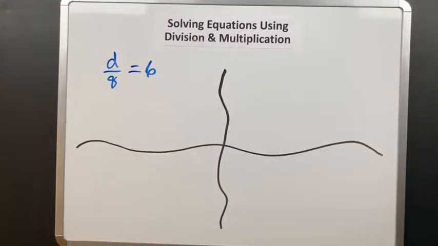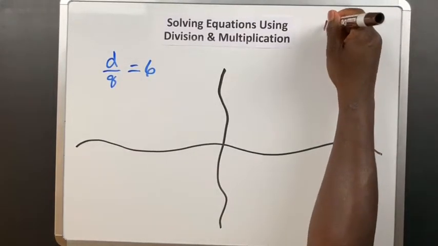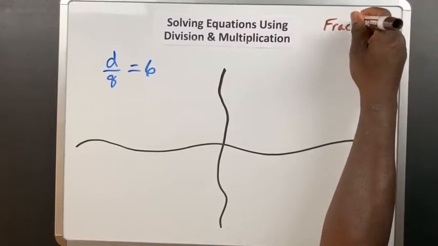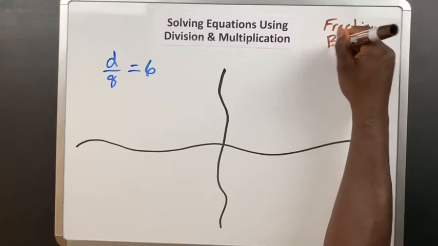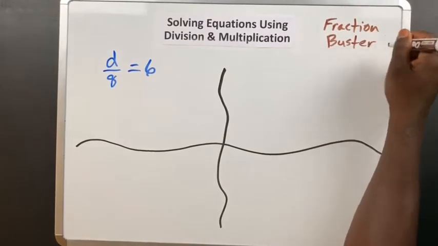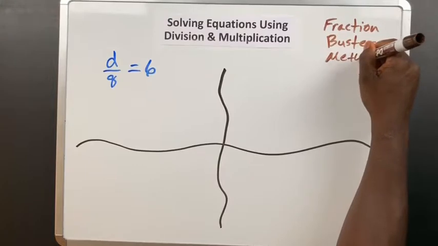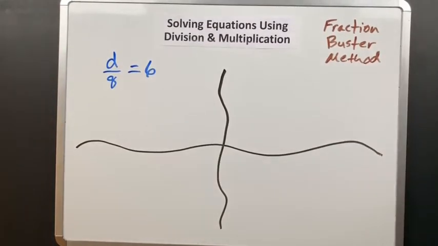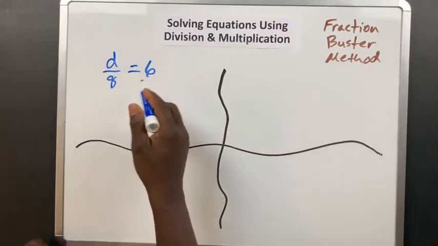Okay, so my strategy that I want to call your attention to is what I call the fraction buster. Whenever you are given an equation, I recommend using the fraction buster. So let me write that down. Fraction buster method or strategy. And what I mean by that is your first step is to get rid of the fraction and then solve the equation. So we have d divided by 8 equals 6.